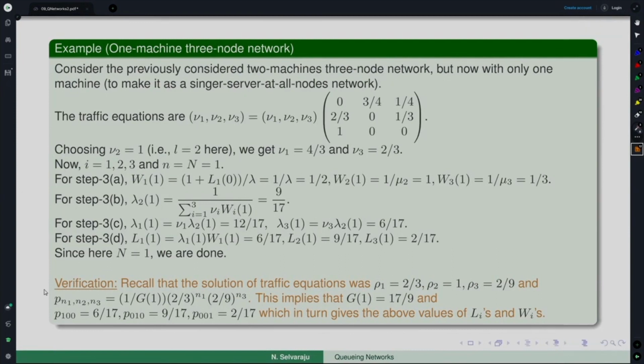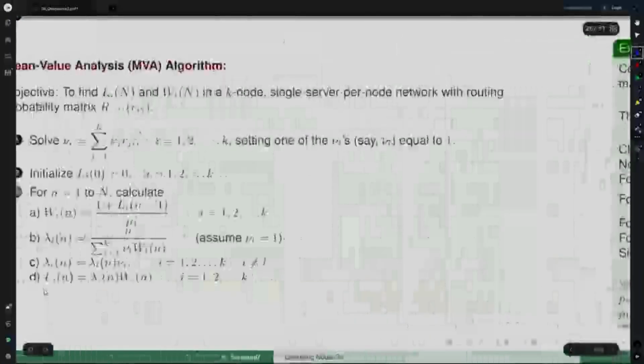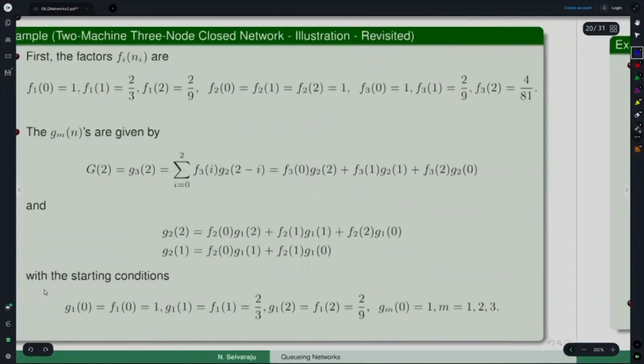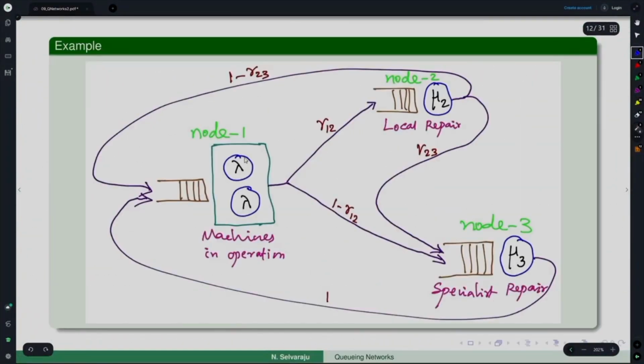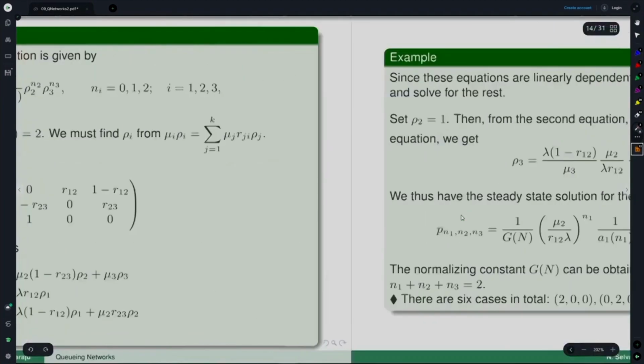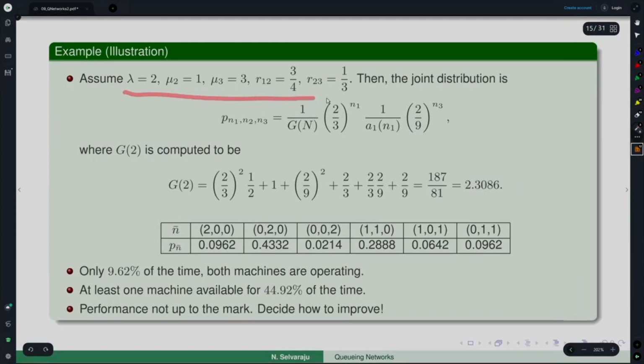Now, we can take up the previous example, but with a slight modification, because there we assumed 2 machines. If you recall the example that we considered earlier, which is this diagram, we had 2 machines and then there is local repair, specialist repair. Now, we will assume only one machine here, that is the change we will make, so that this becomes a single server at each node network. But the values that we will pick are again the same values, so you will get exactly the same G2.